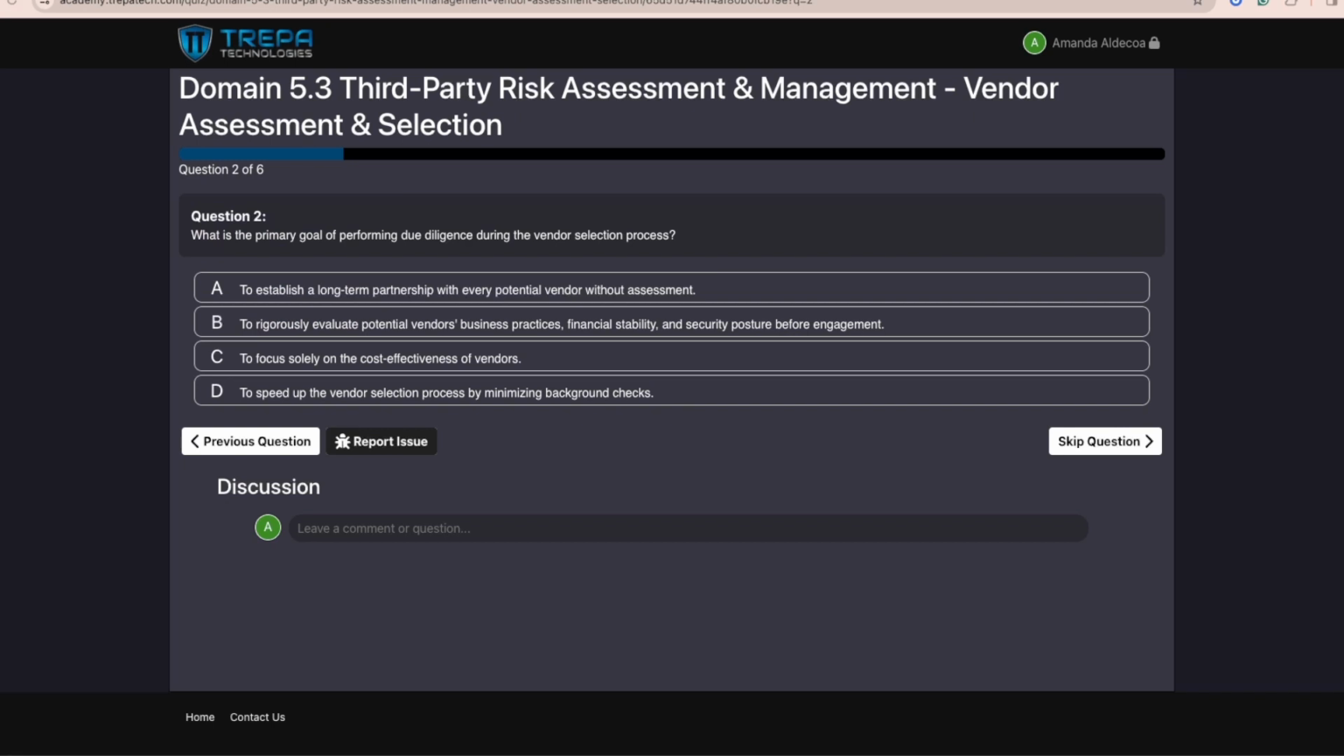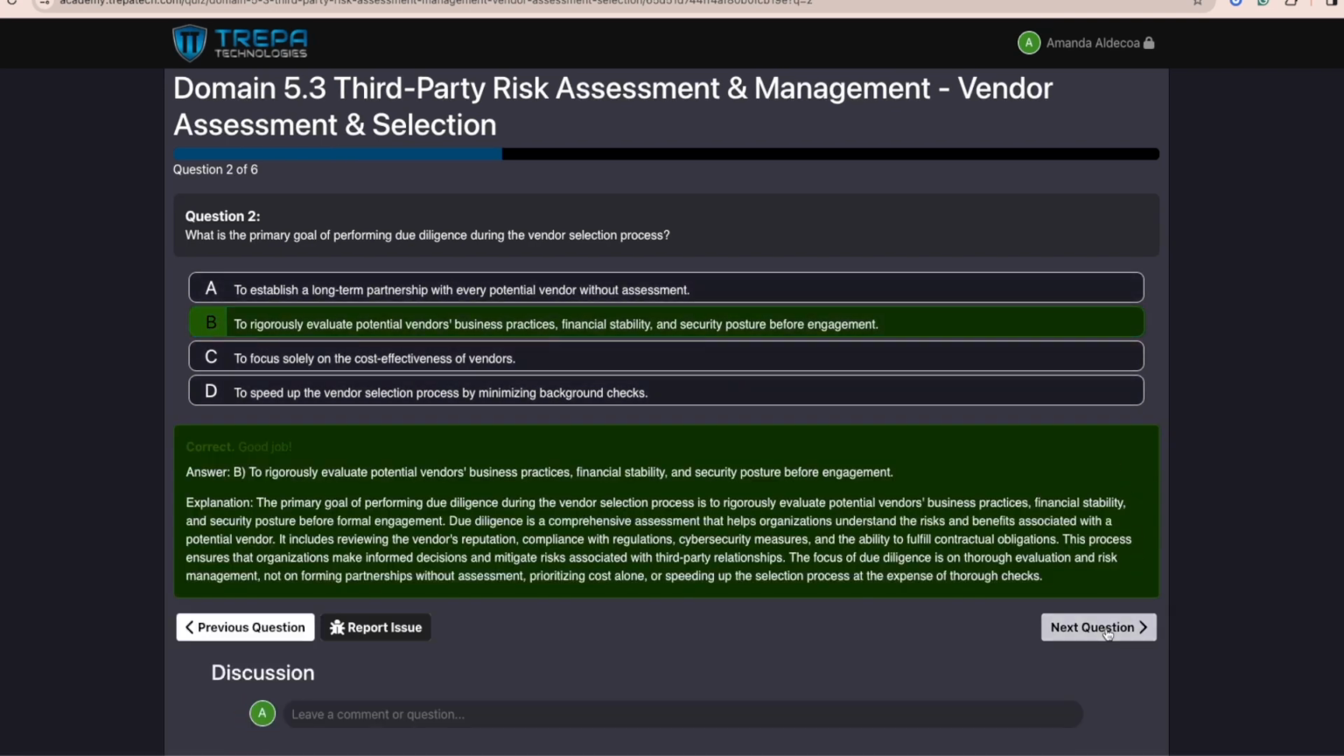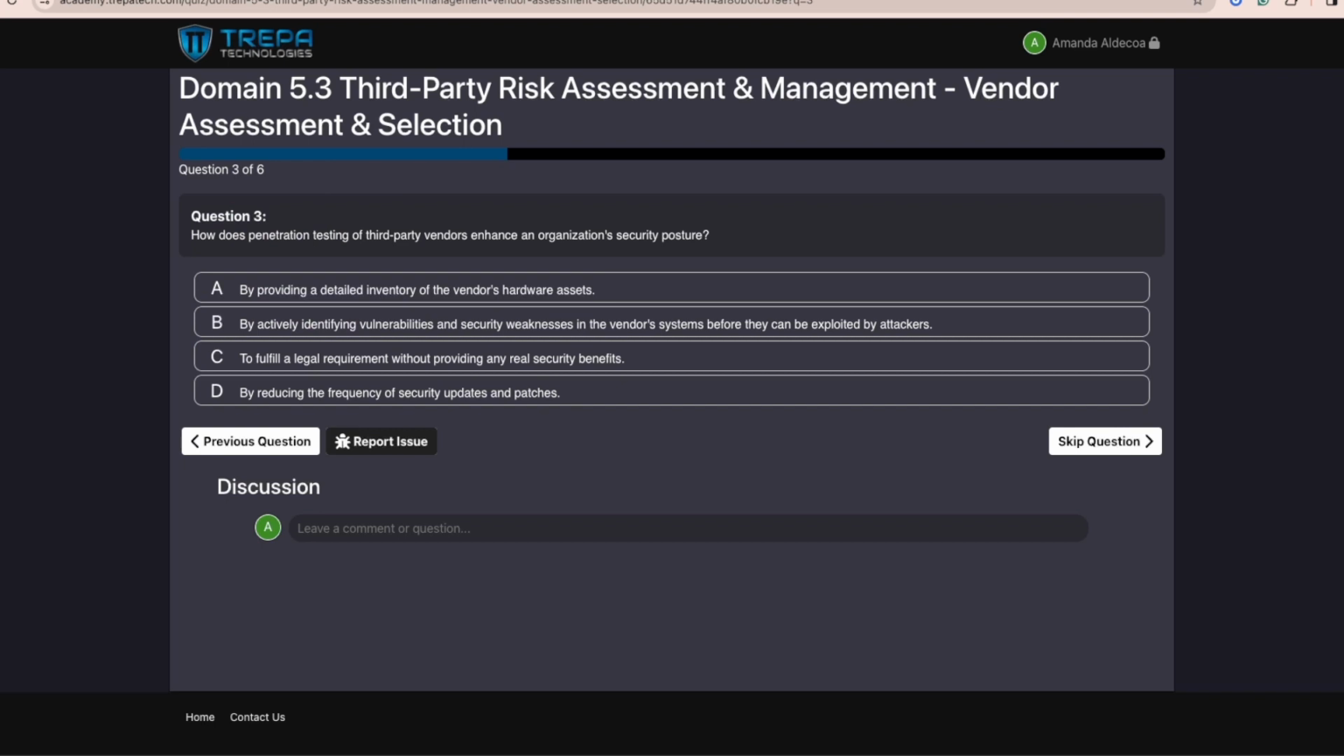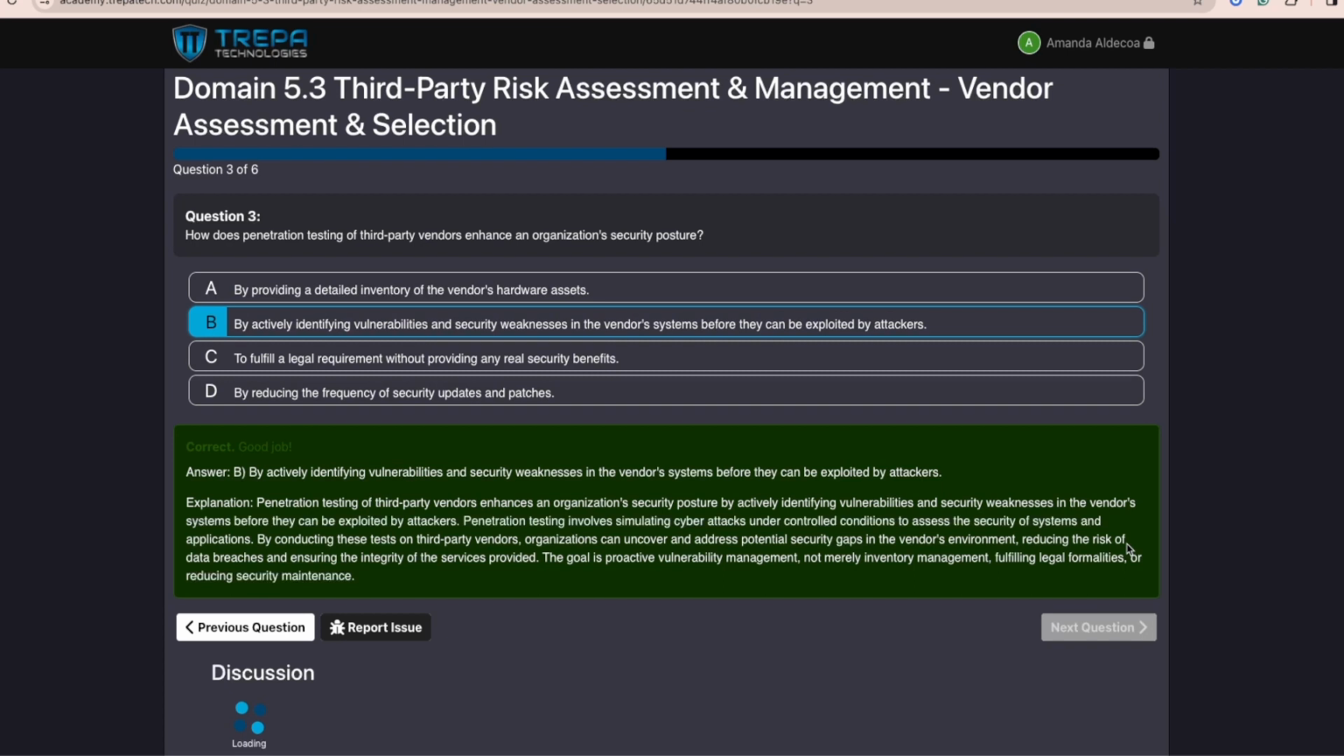Question 2. What is the primary goal of performing due diligence during the vendor selection process? So we're also going to go with B here, and that is to rigorously evaluate potential vendors' business practices, financial stability, and security posture before engagement. Question 3. How does penetration testing of third-party vendors enhance an organization's security posture? That's going to be by actively identifying vulnerabilities and security weaknesses in the vendor systems before they can be exploited by attackers.